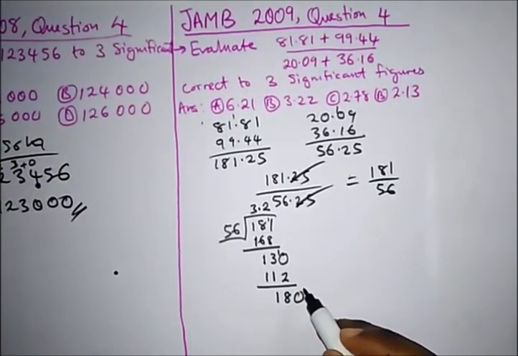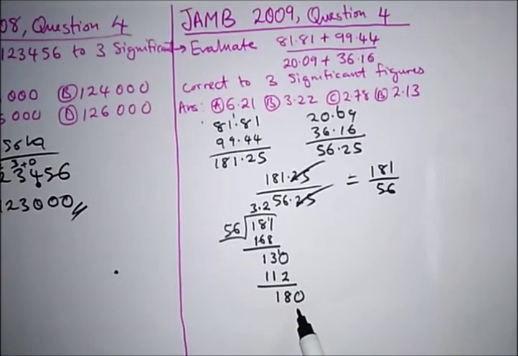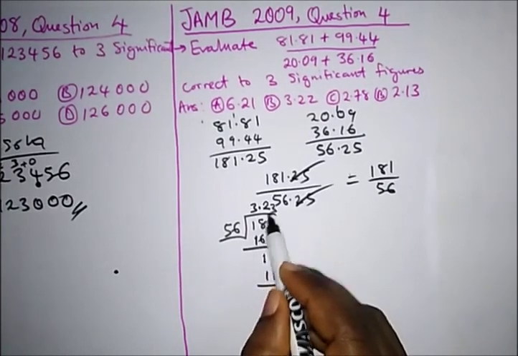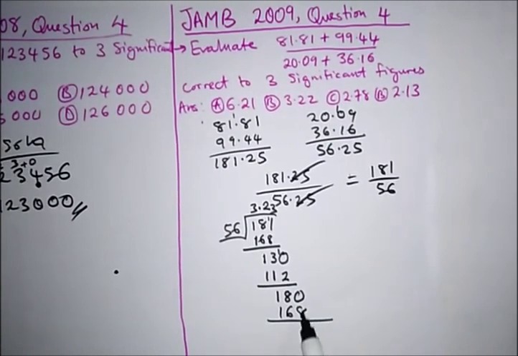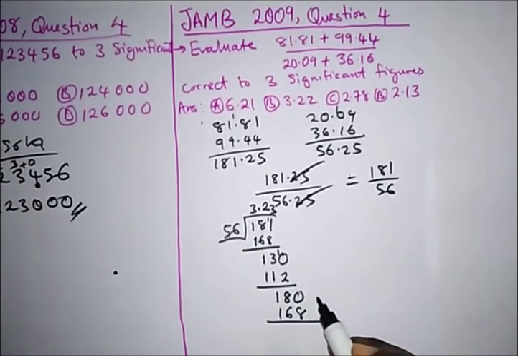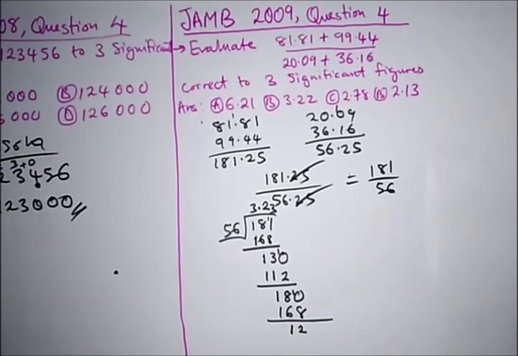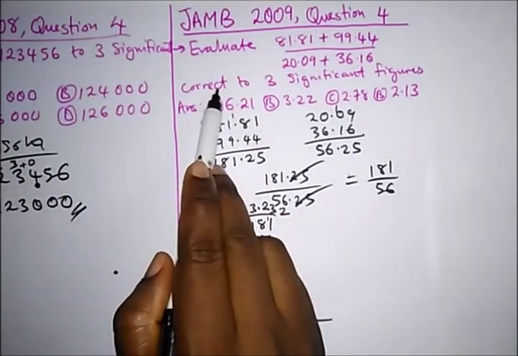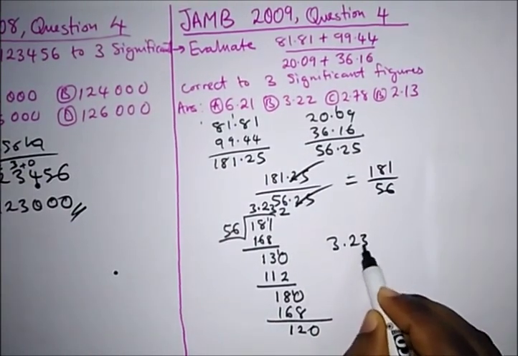So here 56 in 180 will go in how many times? It's still going to go 3 times. Let's write this here. 3 times this will give us 168. Let's subtract this. We have 1 here, that's 2, and 1. Okay, and let's say we add a 0 down here. 56 in 120 will also give us 2 times. So I think we're okay. Since we're looking to correct it to 3 significant figures, we just need 4 numbers, which is this 3.232.